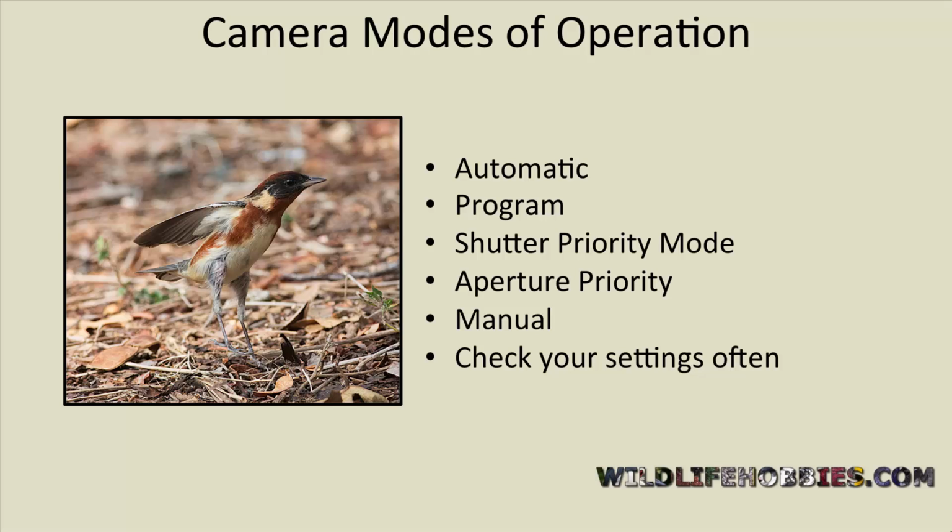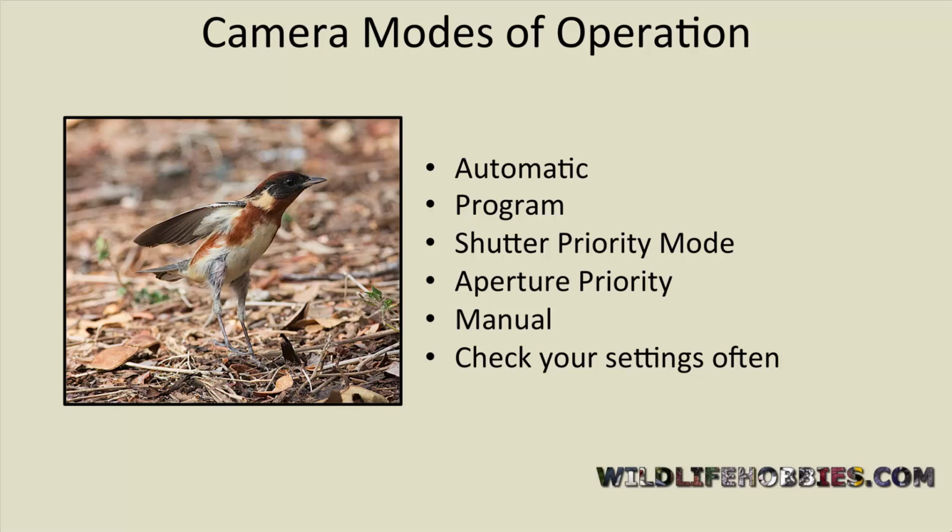Stay out of program, stay out of shutter priority mode. In program mode, you set the ISO setting and the camera will calculate the depth of field and the shutter speed. Shutter priority mode works very similar to program mode, only you set the shutter speed and the camera does everything else. Where you want to be for bird photography is either aperture priority or manual mode. Aperture priority mode allows you to set the ISO level of the camera and the depth of field. The camera will calculate shutter speed. Manual is the best mode. This is a little more advanced.